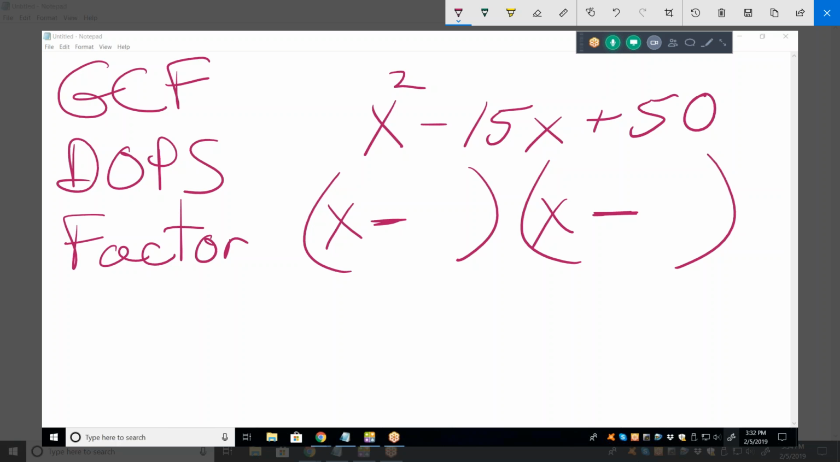Find out the greatest common factor. Well, you're close. Factors of 50 that do what? Oh, sorry, that add to 15. What factors would that be? 5 and 10. Okay, and there's your answer. So those are really easy if you just use those simple 3 steps.